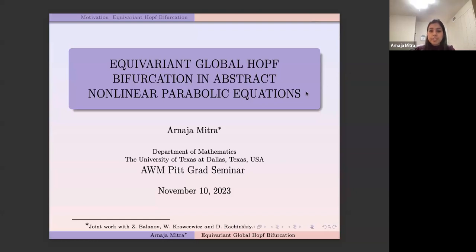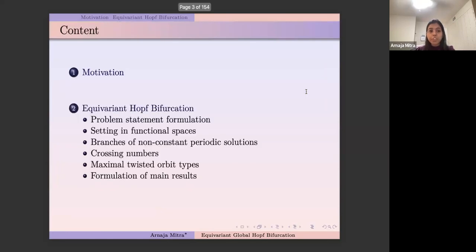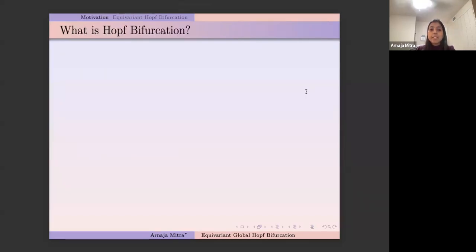So here is the overview that we will go through. First is the motivation, then setting my problem statement and setting the corresponding functional space. And also we will discuss about the branches of non-constant periodic solution, what is the concept of the crossing number, maximal twisted orbit types, and finally we will reach the main result. So here is the motivation.